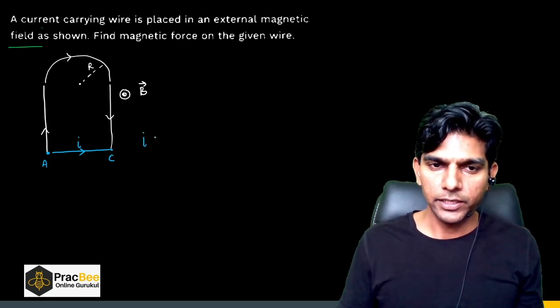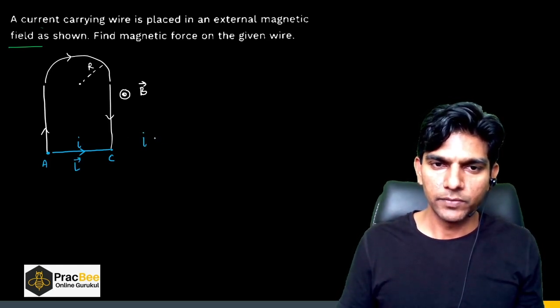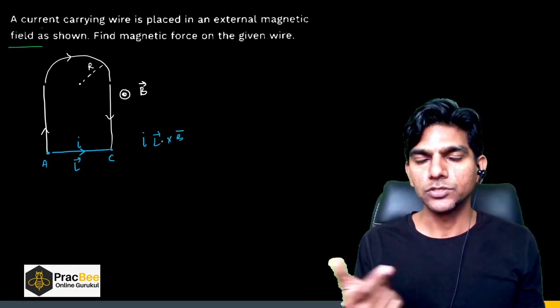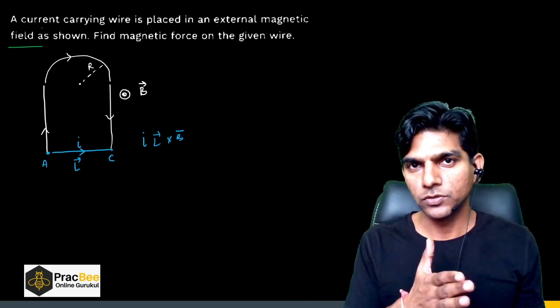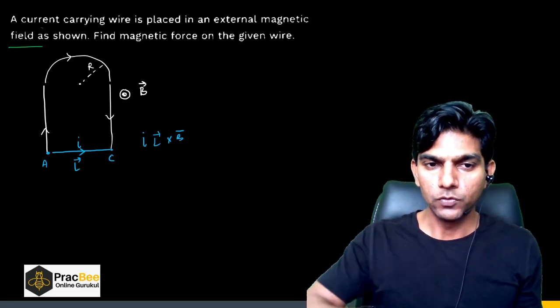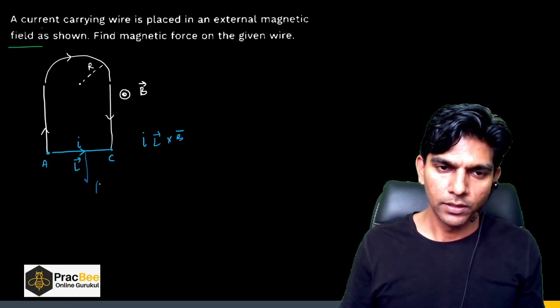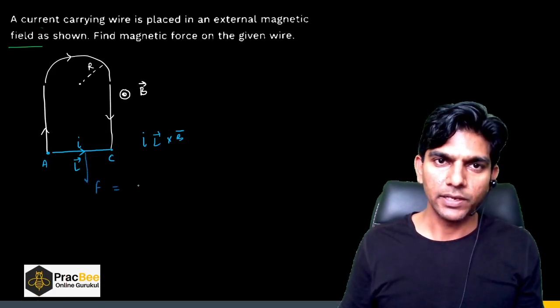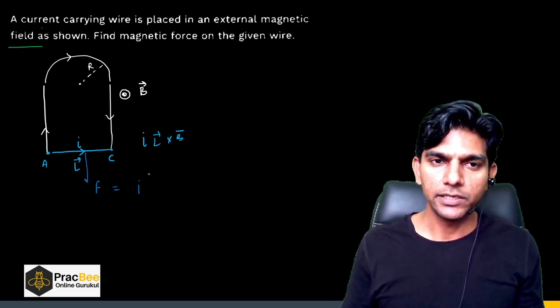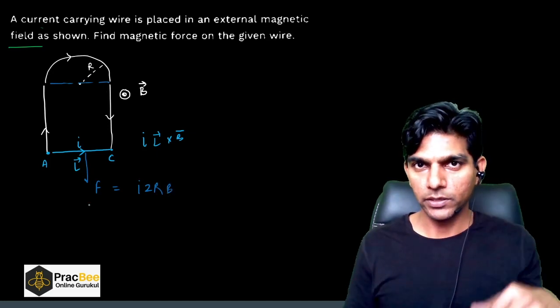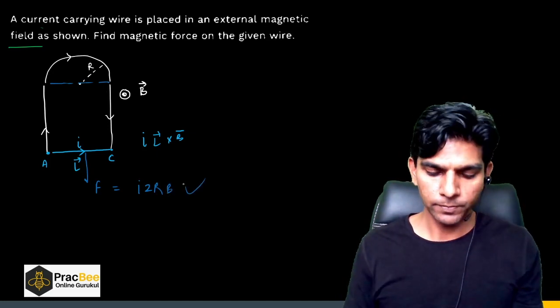So it will be I, let us say this length is L, L cross B. So the direction of L is the direction of the current, so it will be downward direction, right? So it will experience force in downward direction, and the magnitude of this force will be I, L in this case will be the diameter, 2r, times B, and it will be in the downward direction. So that should be the answer of this question.